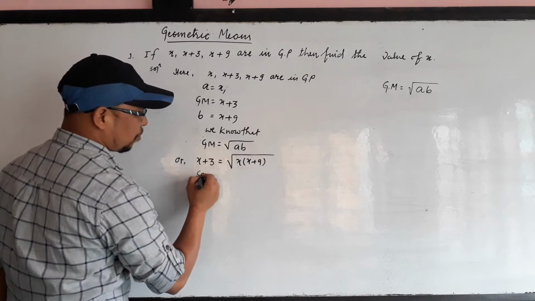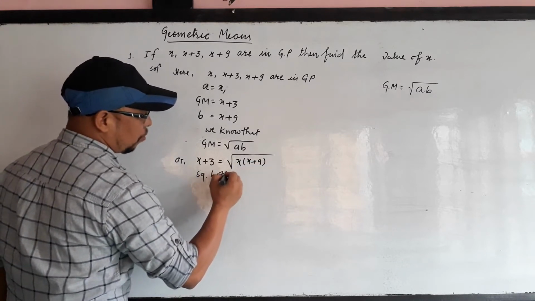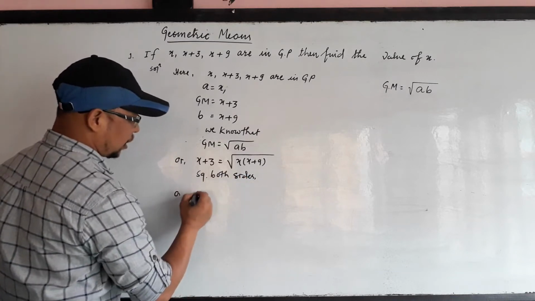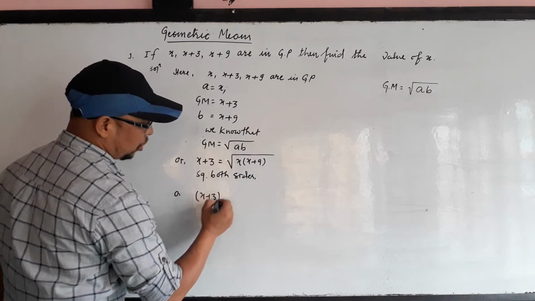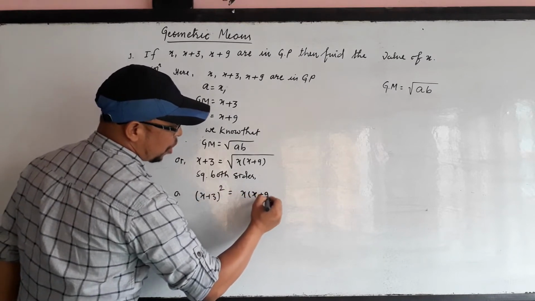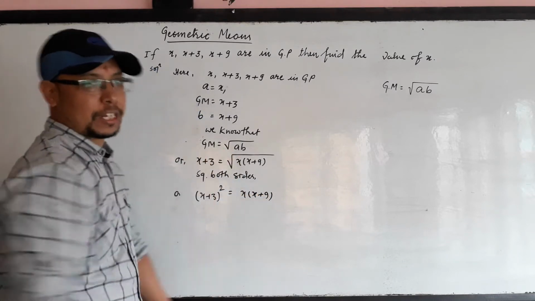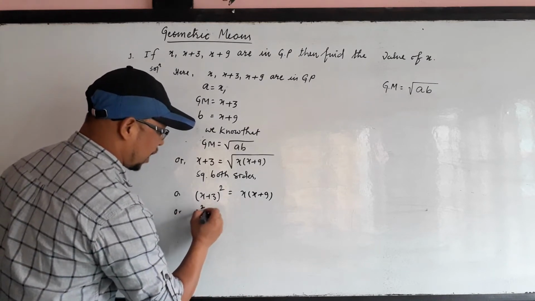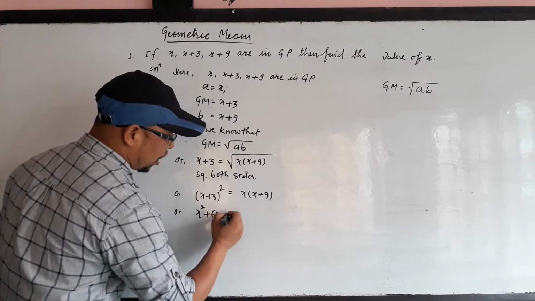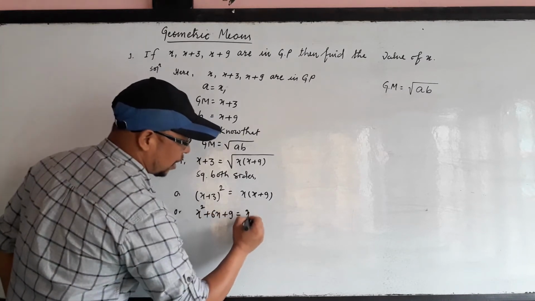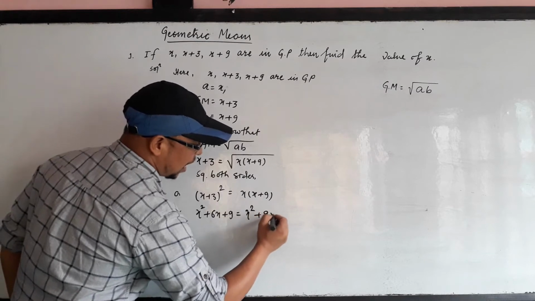Now let's do squaring both sides. Squaring both sides, what would you get? This is (x plus 3) whole square equals, you can just remove the square root. This is square root and square is cancelled. Now let's open the bracket. This is a square plus 2ab plus b square. I guess you understand this one. And this is x square plus 9x.